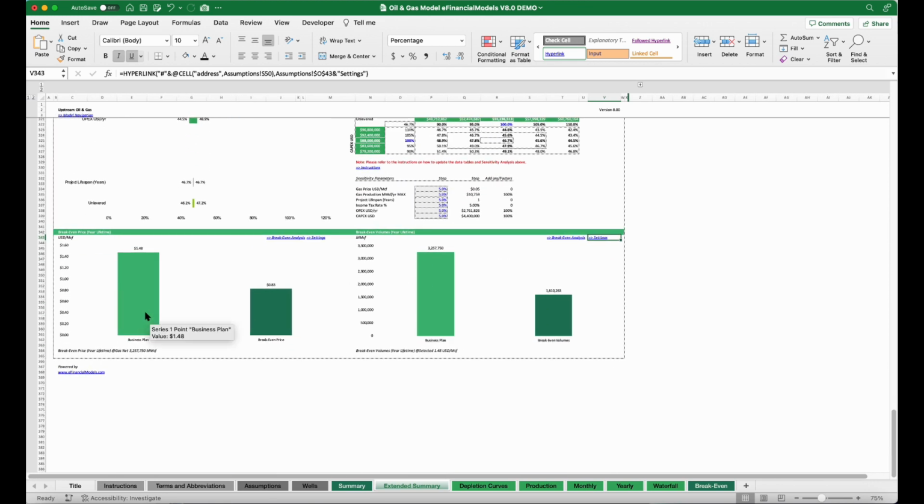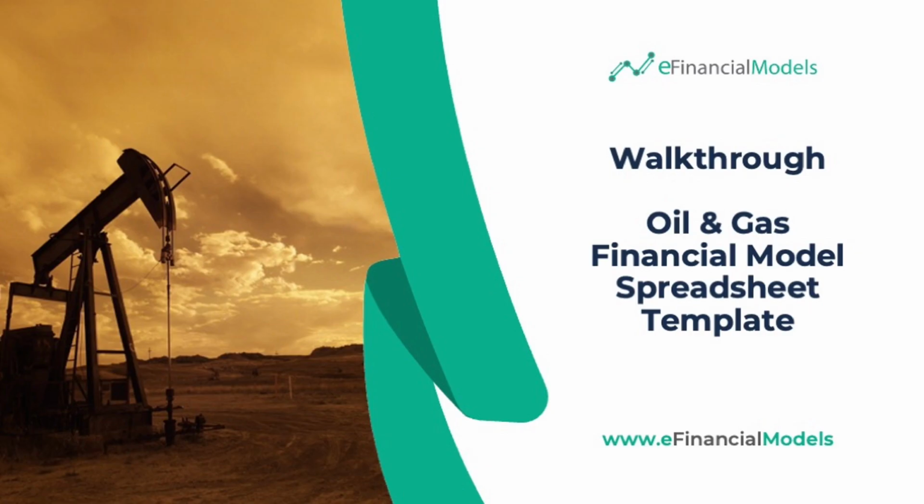And there is also a summary of the break-even prices for this project. Here it is all calculated for gas, because the main output or main revenue contributor from this project is gas, and that's why we look at it from a gas price point of view. So I hope this walkthrough was useful to give you an overview of what this model can do for you.